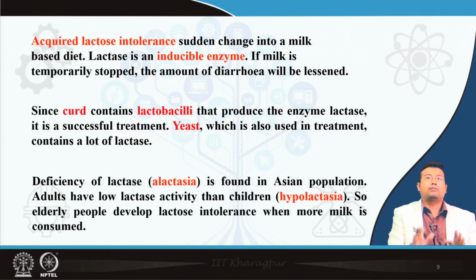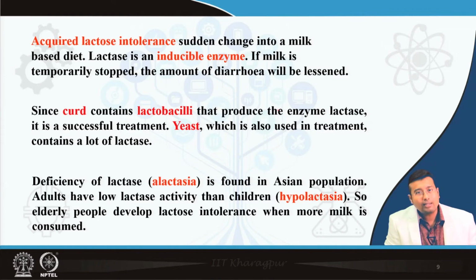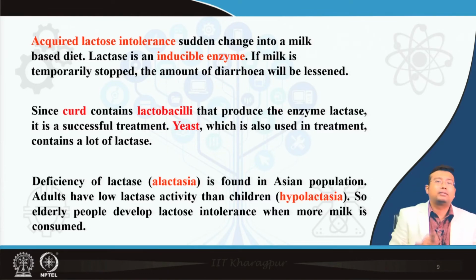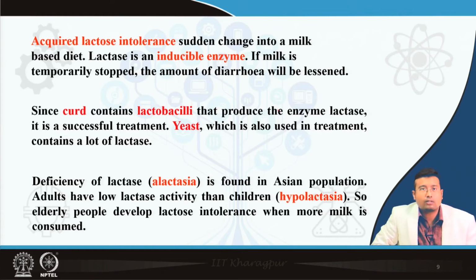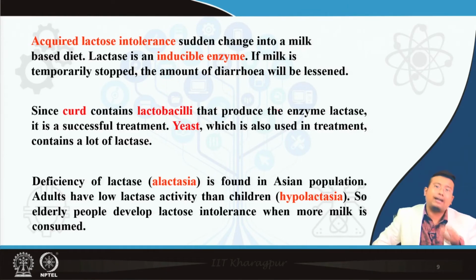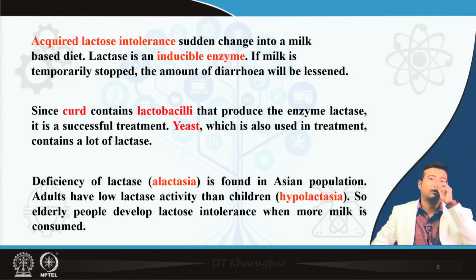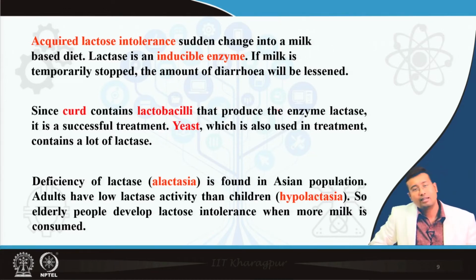Just advise him to take curd. We can add yeast also, because these are very good sources of lactase. Why? Because it comes from the lactobacillus that is present in the curd or yeast. So curd contains lactobacillus that will provide lactase. It will help in easy digestion of the milk. Also yeast can be used in the treatment because it is available in sachet. It can be prescribed. If present in the gut, it will provide the essential lactase enzyme. So this alactasia will be cured.